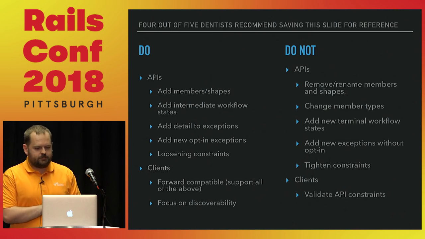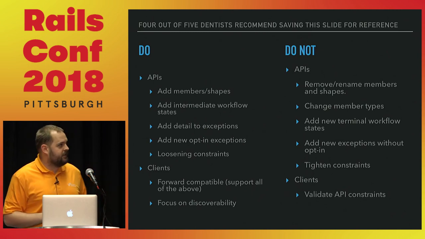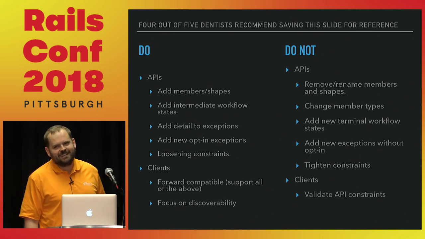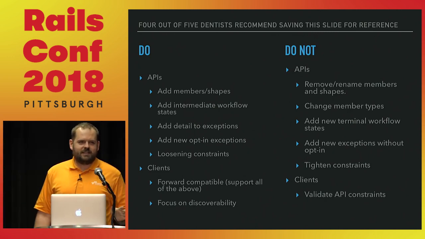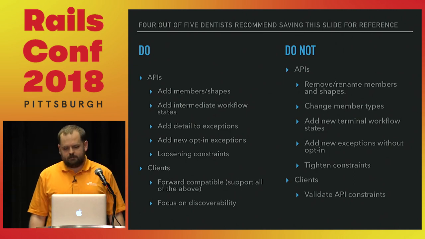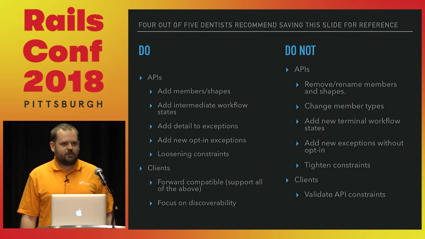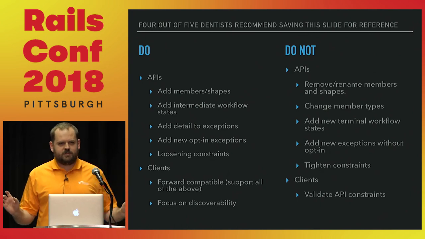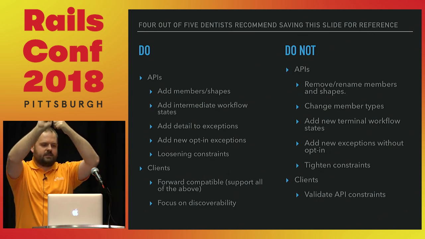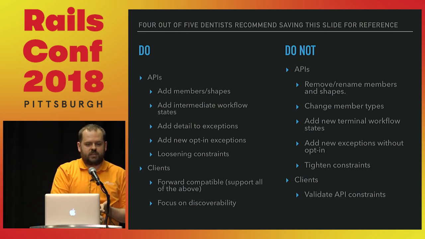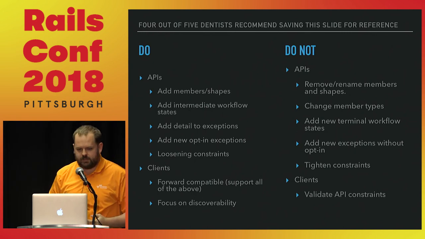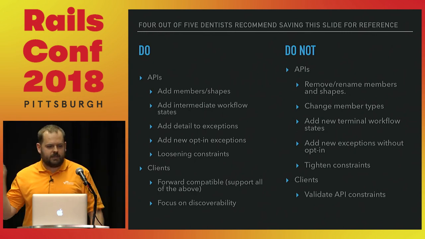Okay, so, 4 out of 5. This is the slide. You can take a screenshot of it if you want. I'll still be posting all the slides later. But this is kind of the thing we've been building up to over time. So I have enough time to do the thing that speakers are not supposed to do and read the slide. So do for APIs, add new members and shapes. Do add intermediate workflow states. Cough carefully. There, a puppy got adopted. I coughed.